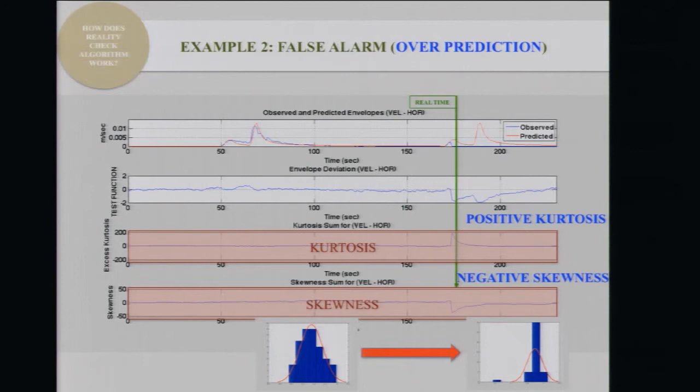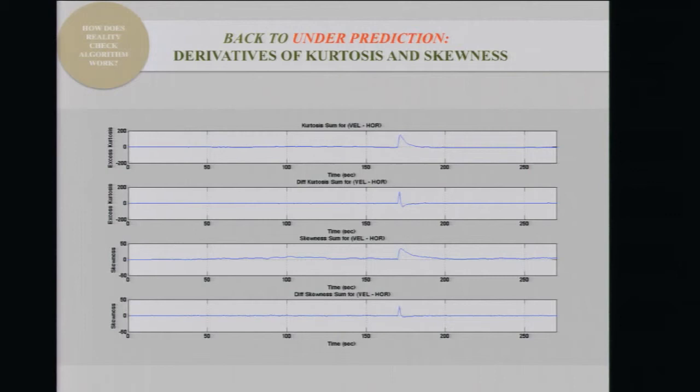We can use kurtosis and skewness values directly in the discriminant analysis. I'll just show a couple of slides later. But if we look at this, where the first row is kurtosis and the second one is the derivative of it, the third row is the skewness and the fourth row is the derivative of it, we went back to the underprediction example. It is clear that the derivatives are a lot smoother in the good agreement times and sharply peaked during the misprediction times, whether underprediction or overprediction. So in other words, in the discriminant analysis I'll just show in a second, we use the derivatives of kurtosis and skewness rather than the raw kurtosis and skewness.